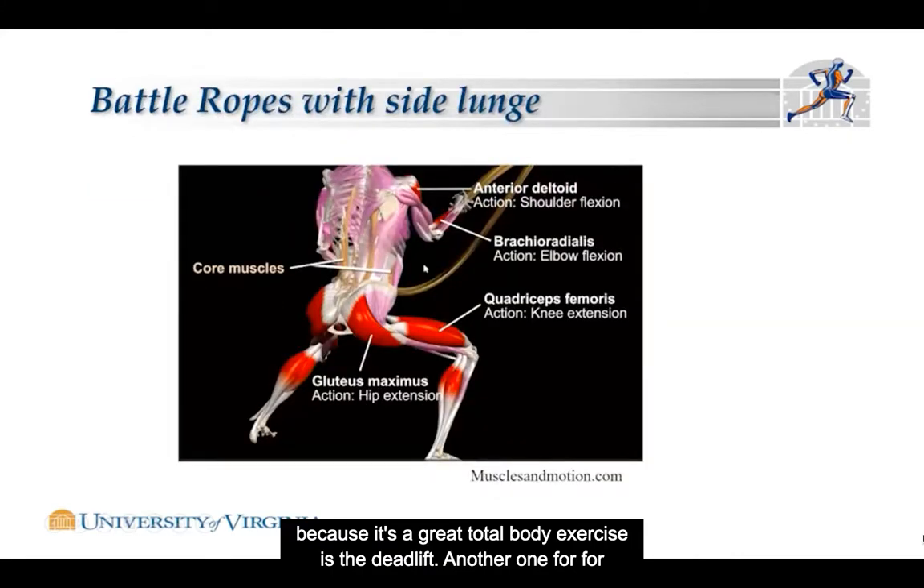Another one for this would be battling ropes. Great exercise, battling ropes with a lunge. It gets all your shoulders, your trunk, your lumbopelvic hip complex, and your lower extremity as well. So this is a great exercise, and you can utilize that with a lunge or with a lateral lunge or with a forward or backward lunge as well in those positions.